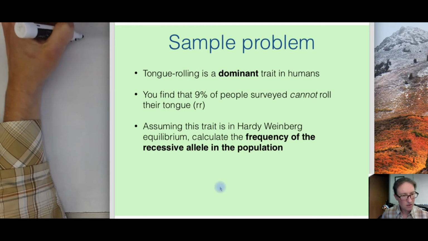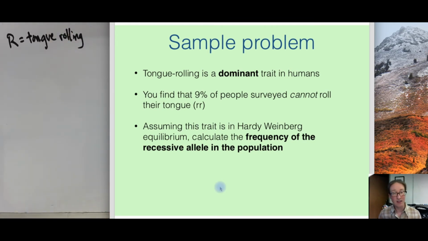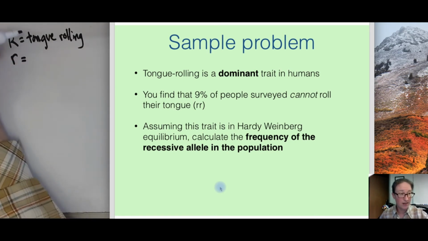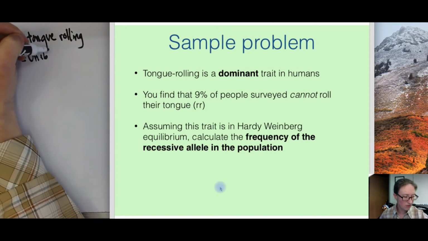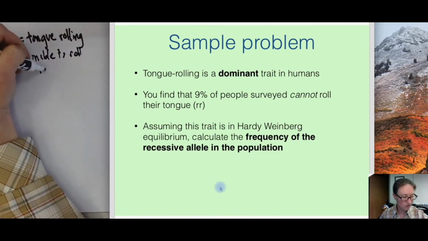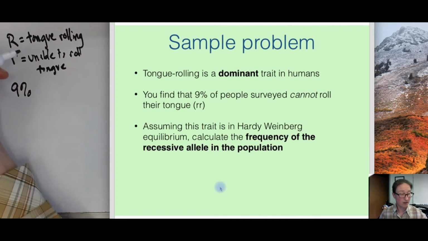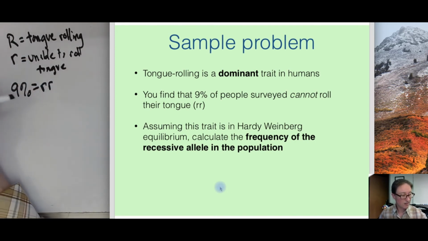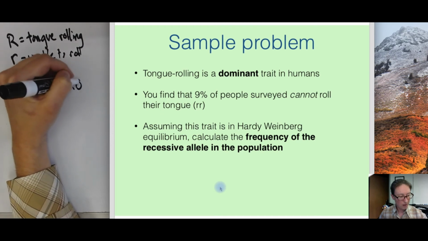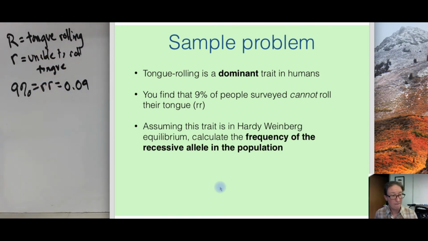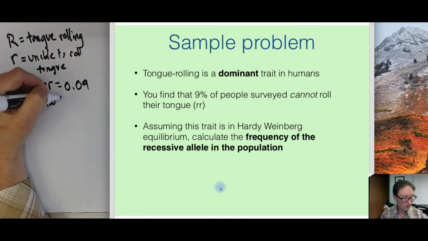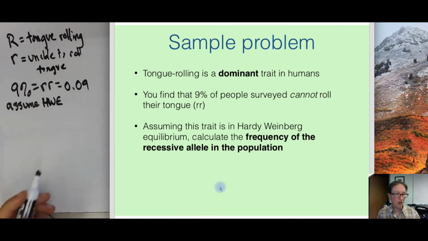So let's say we survey a human population and we find out that 9% of people surveyed, so what this means is lowercase r is going to be unable to roll the tongue. 9% of the population cannot roll their tongue. So that's little r. So that's equal to a population frequency of 0.09, right? So now if we assume this trait is in Hardy-Weinberg equilibrium, can we calculate the frequency of the recessive allele in the population?